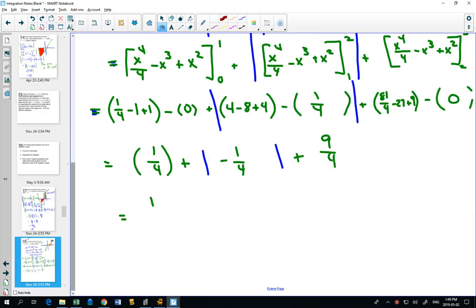This one now becomes positive, and the entire area should be 11 over 4. Yes?